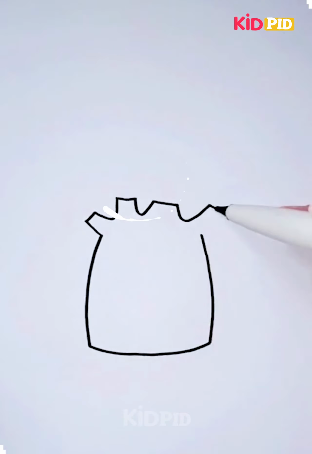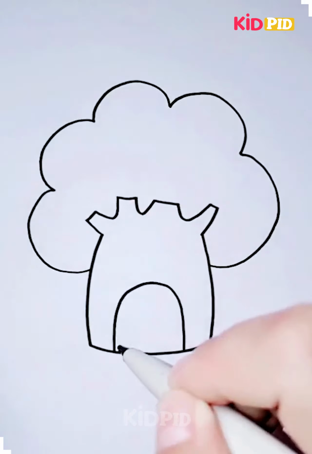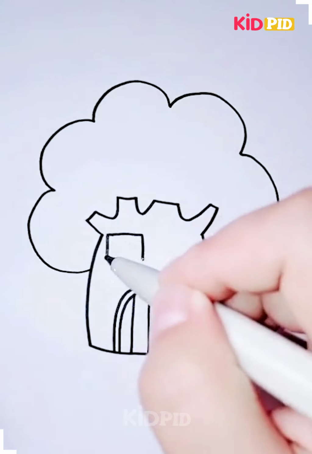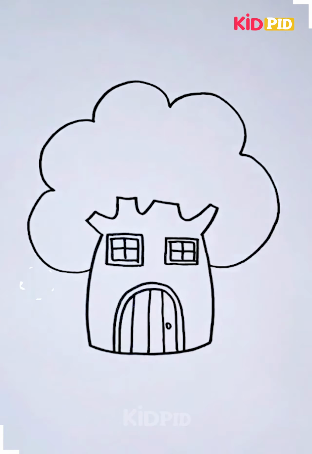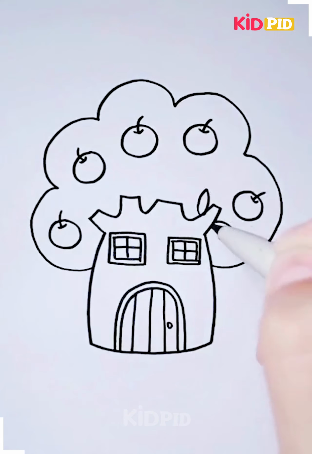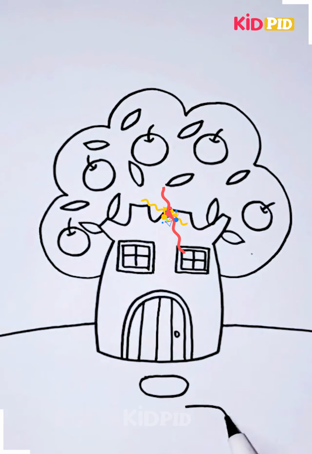So today let's draw some different kinds of houses in the pictures. So I'm drawing a tree house. Here a wood is being drawn, and the trees, the branches and the apples have been drawn, and the windows and the leaf are being drawn. Here's a beautiful tree house that has been drawn.